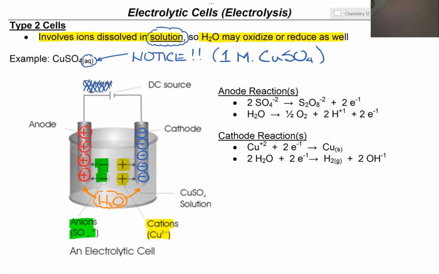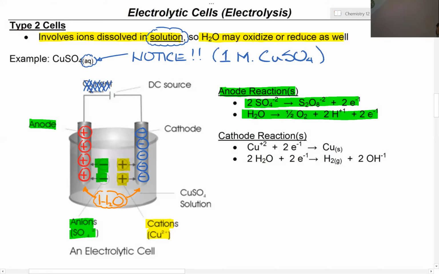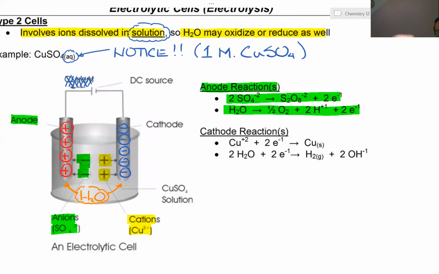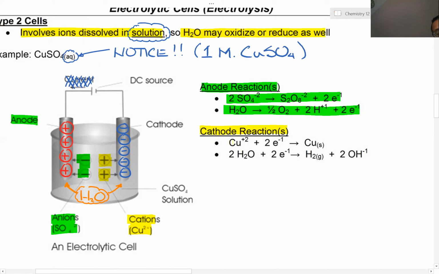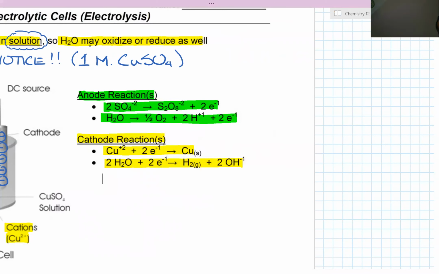So what happens is this. At the anode, the positive end here, you not only have SO4 undergoing oxidation, you also have water undergoing oxidation as well. At the cathode, you have copper undergoing reduction and you have water undergoing reduction as well. So you might say, which one?